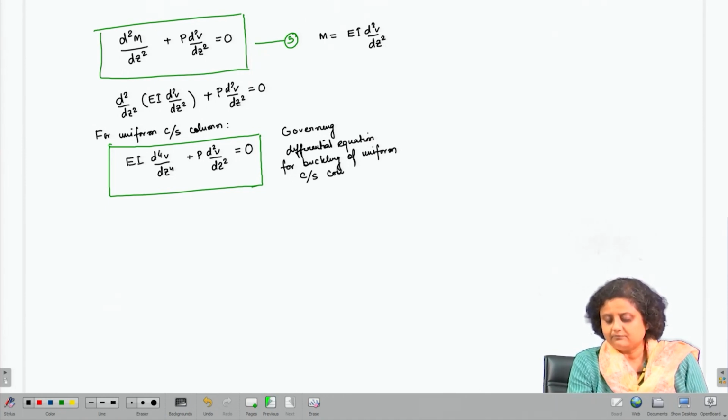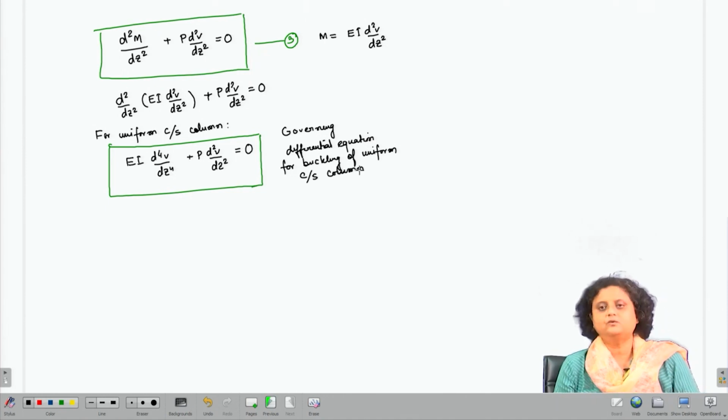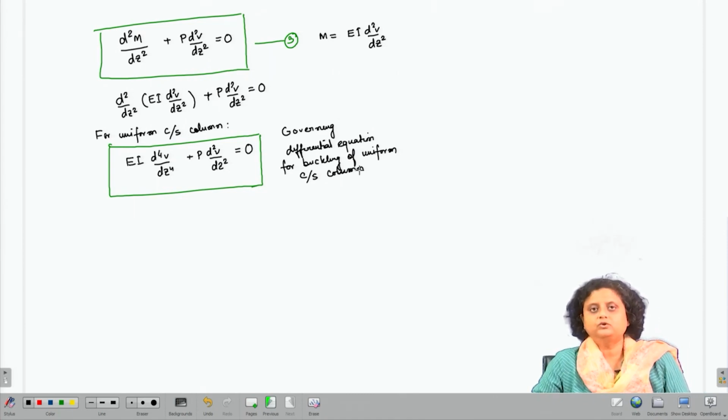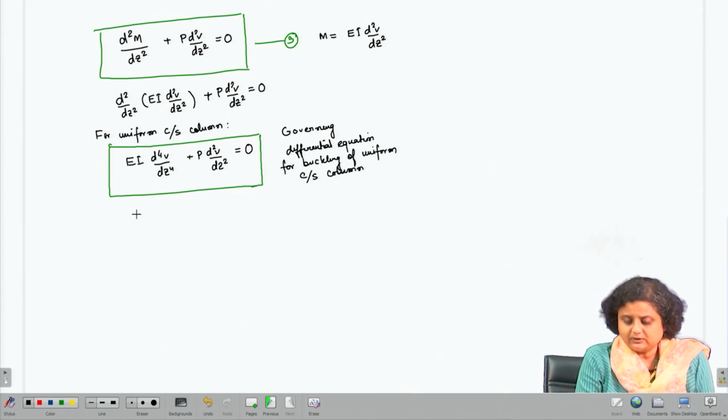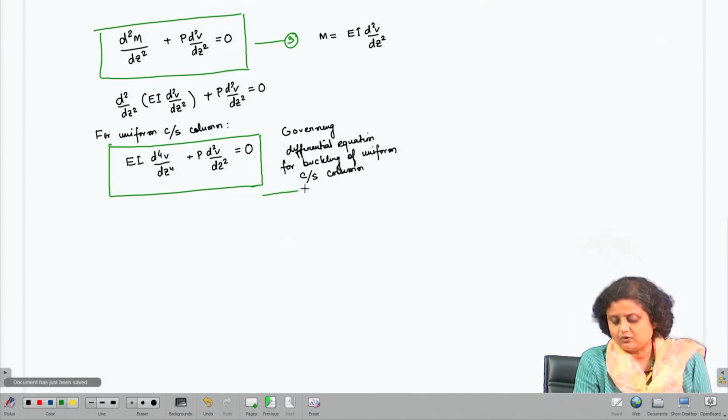Now, you must have noticed that while deriving this equation, we have not used any boundary condition. So, this equation can be applied for columns with any boundary condition. It can be fixed, fixed free, pin, or fixed pin. Only that for pin we do not need this fourth order equation, a second order equation is fine enough. Now, let me call this equation 4.